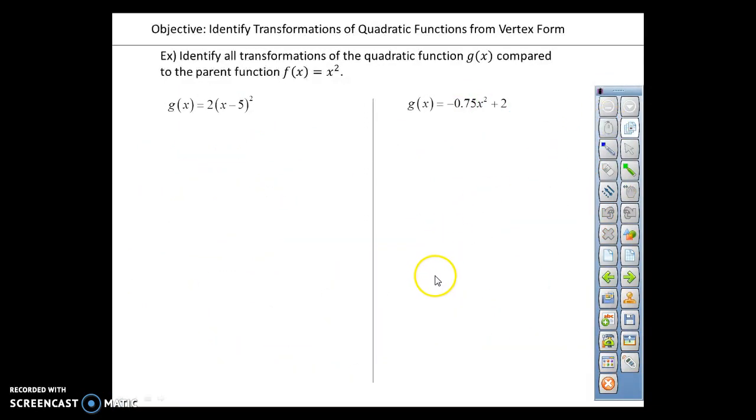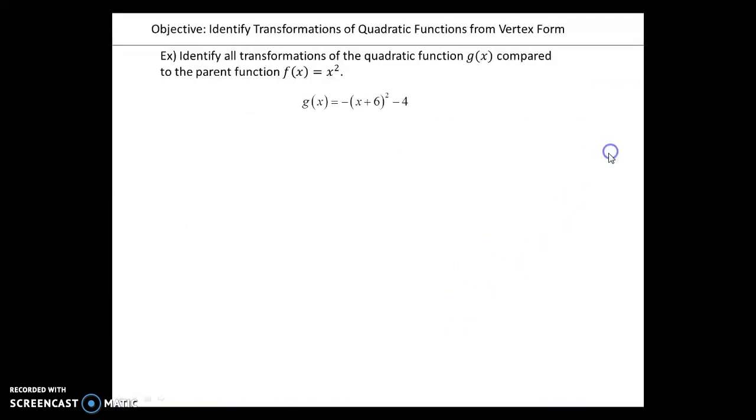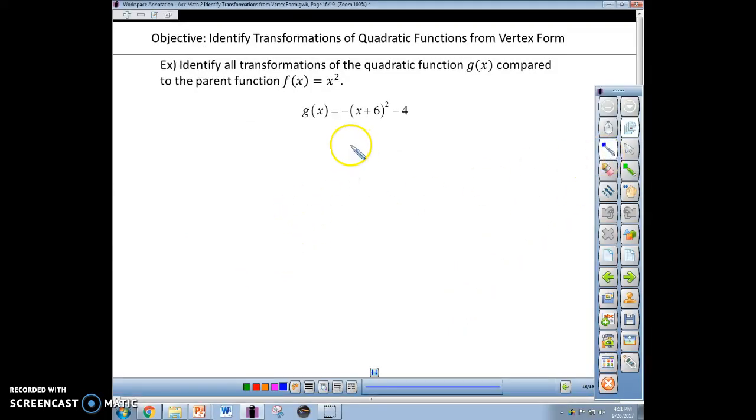Alright, so taking a quick look at one more of these types of problems. So here we have g of x equals, we have a negative here, which we should realize represents a negative 1, times x plus 6 quantity squared minus 4. So the negative sign, as I said, represents negative 1, so that would be our a parameter. The opposite of the plus 6 would represent our h parameter. And what follows the quantity squared represents our k parameter.